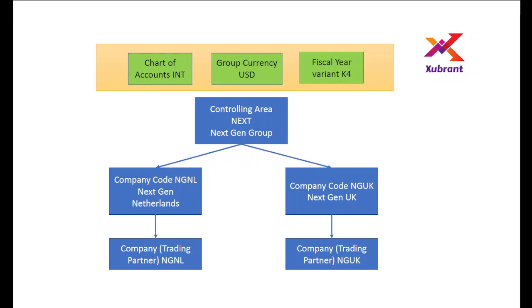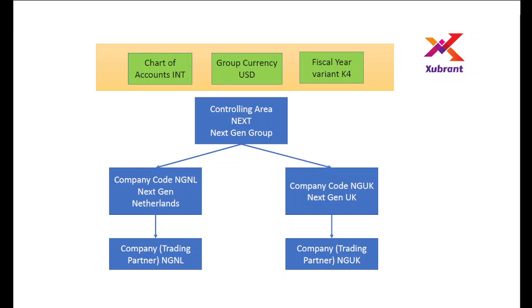These companies will have local currencies according to their country currencies. In addition, we are having a controlling area which will use the group currency. Now the group currency, as you know, is always set at the level of the client. So once the server is set up, the client is set up, you can edit the group currency but not after that. So in our example, the group currency is set as USD and the controlling area will also have the group currency as USD.